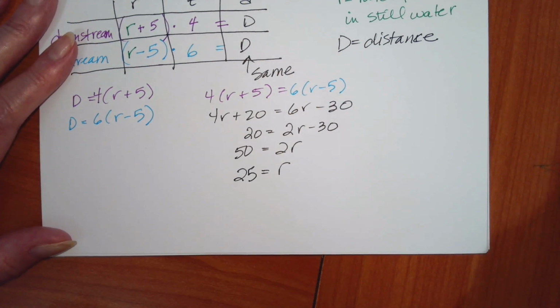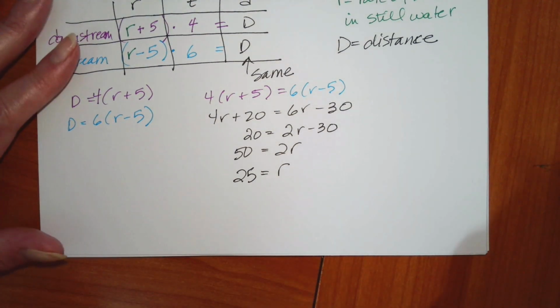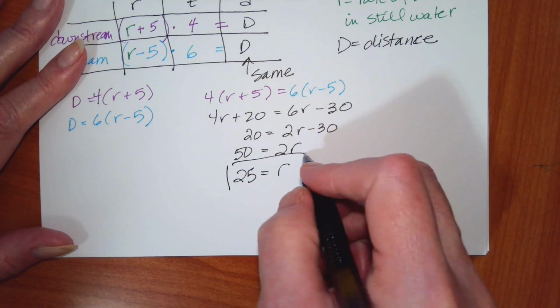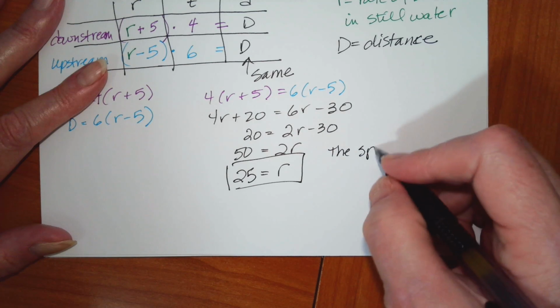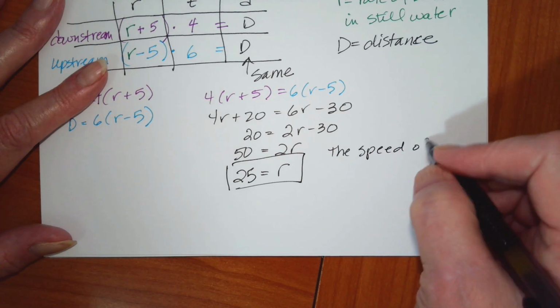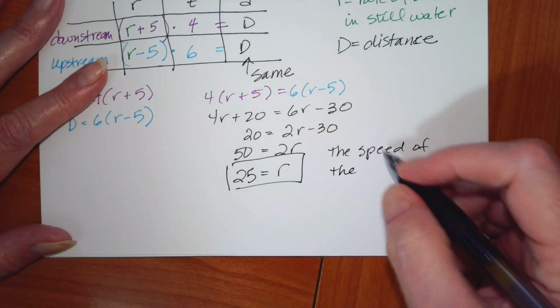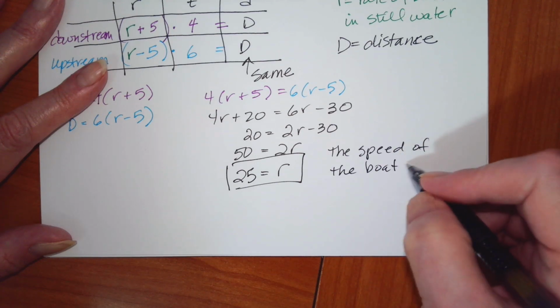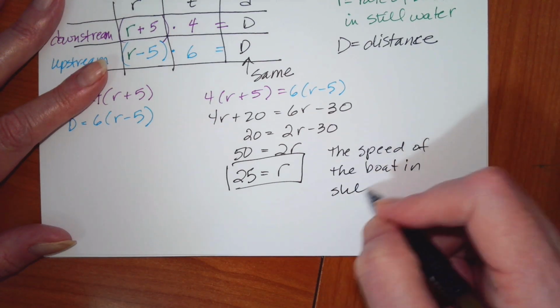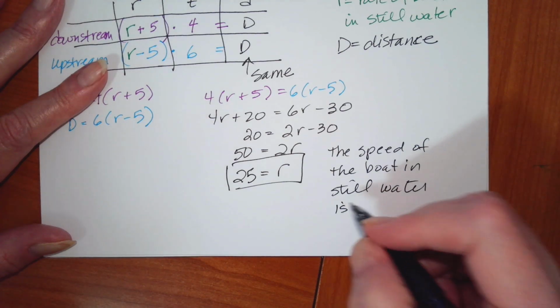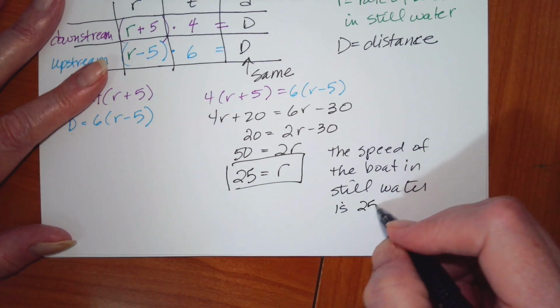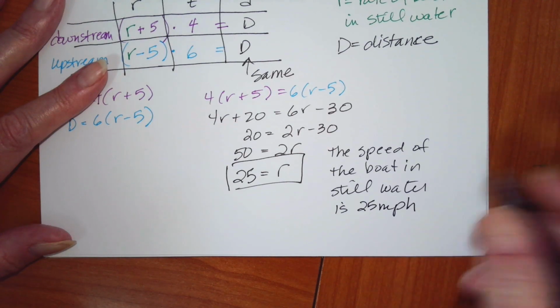Okay. And that's all it asks. It doesn't ask what the distance is, but we can figure that out. So the speed of the boat in still water is 25 miles per hour.